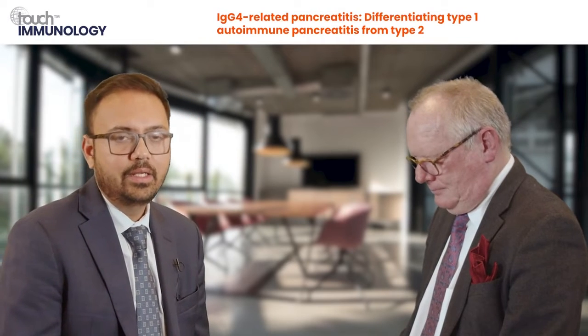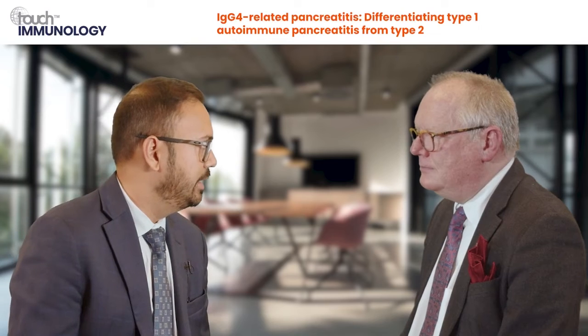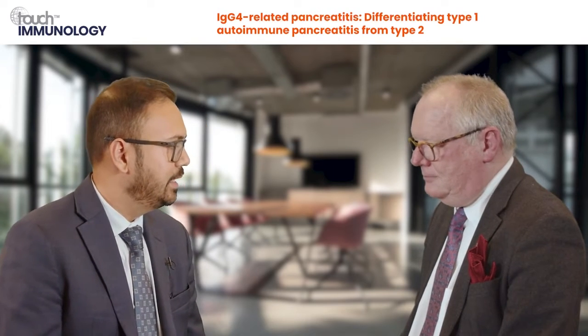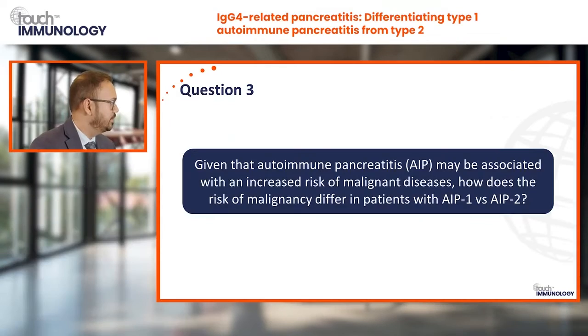So given that we have been talking about cancer quite a bit in the context of AIP, I think one of the questions that come up is: is AIP associated with an increased risk of malignant diseases, either in the pancreas or outside the pancreas, and how does that risk differ between type 1 and type 2 AIP? Your thoughts on that, Professor Löhr?